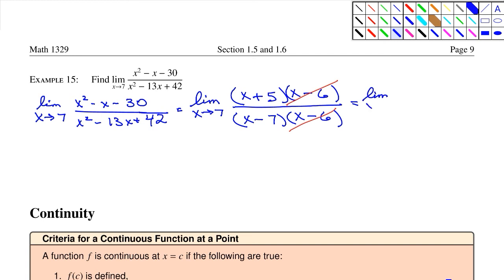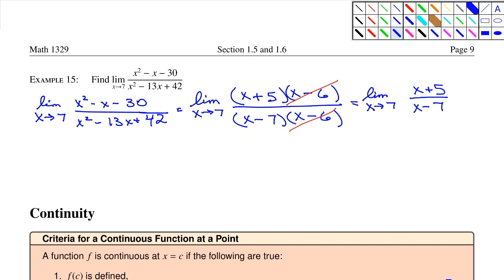It doesn't quite help my situation with this limit going to 7, but it does reduce some of the work. The factor of x minus 6 in both the top and the bottom is not going to change any of the signs that I would get if I just simply ignored them, because they would both cancel their signs with each other if they were positive or negative. It doesn't matter. So I'm going to use this reduced limit to figure out what else is going on.